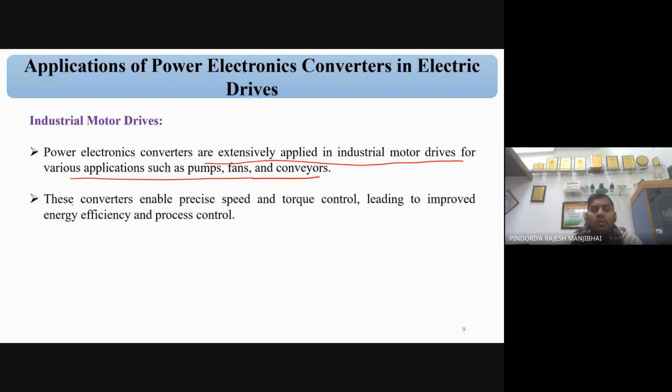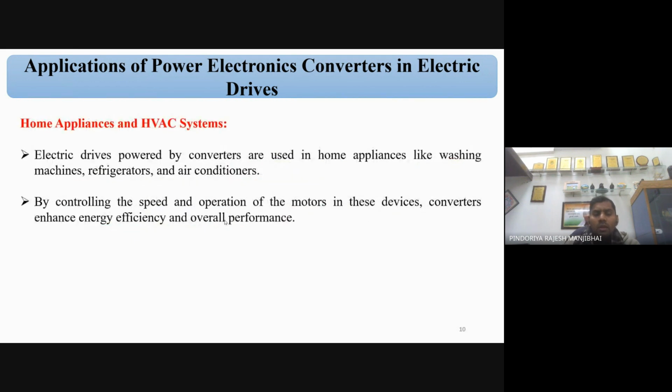So this converter enables precise speed and torque control. Suppose like a robotics application, the speed control is precise, as well as the torque control, leading to improved energy efficiency and process control. So this converter enables precise speed and torque control, leading to improved energy efficiency and process control. So seventh application, that is industry motor drives application.